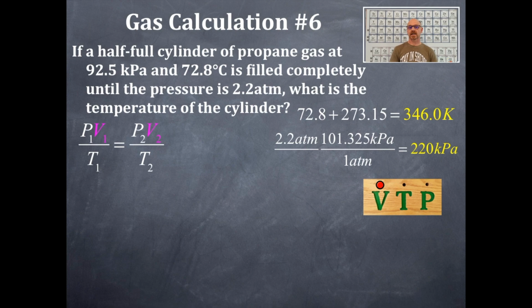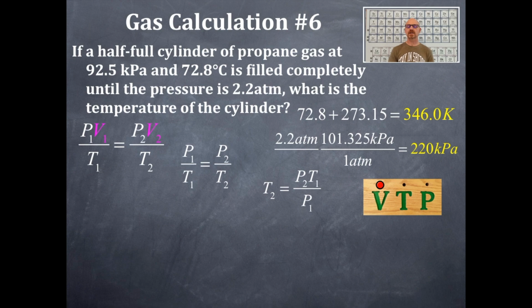We're going to come back to this, but I hope you see that the 92.5 kilopascals is going to 220 kilopascals. So that's an increase in pressure. With an increase in pressure, I should have an increase in temperature because it's a direct relationship. So I'm rotating at that V right there. Let's see if this holds true. I'm going to get rid of the volumes, and I have my Gay-Lussac's proportionality equation there.